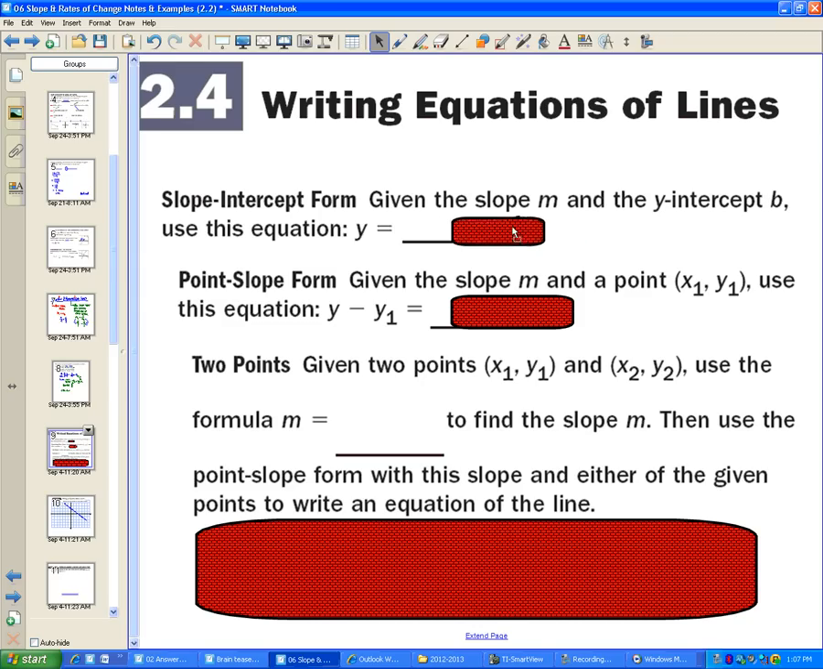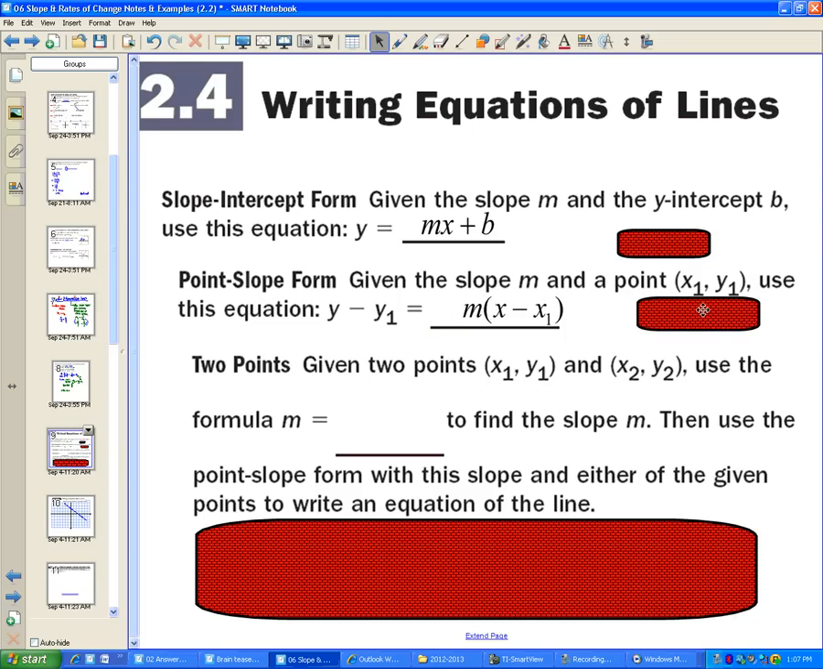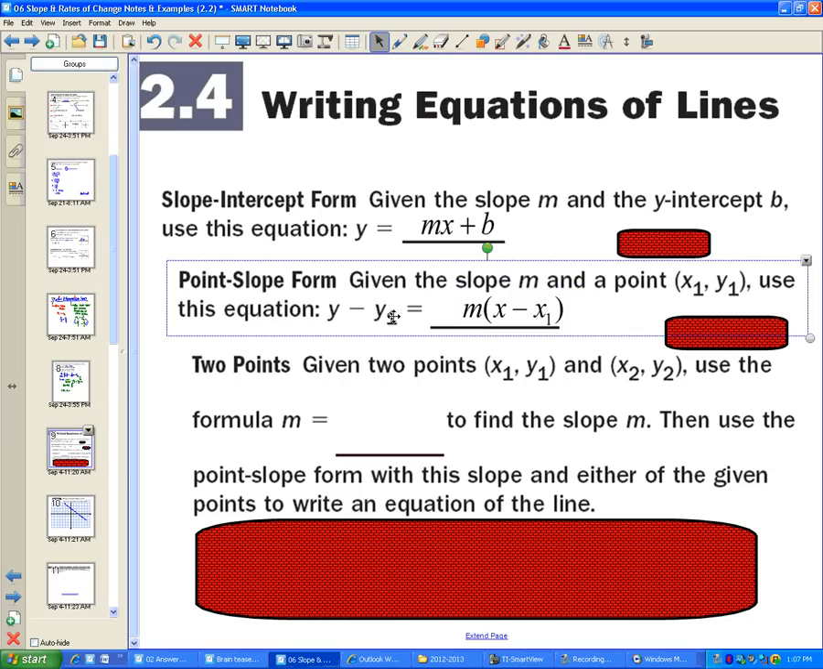Given the slope m and y-intercept b, use the equation y equals mx plus b. Point slope. If I'm given the slope m and a point x1, y1, doesn't matter what the points are, use this formula. Y minus y1 equals m times x minus x1. We've talked in the past that with slope-intercept form, I could do the same thing, but this turns out to be a little easier of a problem. So we're going to look and see what this looks like.